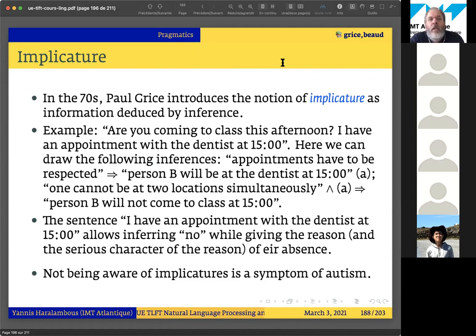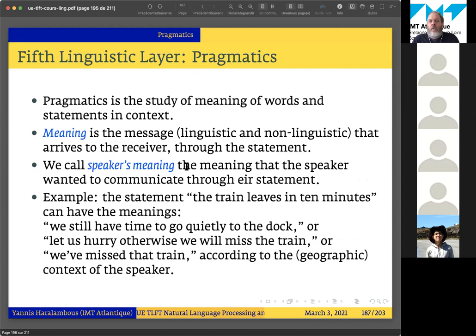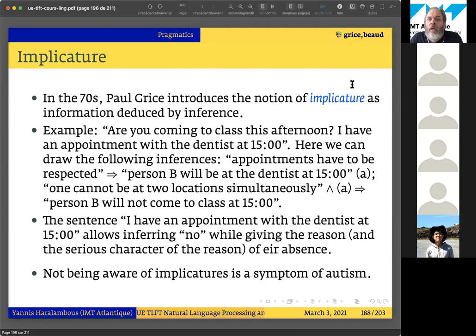So implicature is information that can be deduced by inference. So for example, in the case of the train example, if I'm emitting "the train leaves in 10 minutes" and the receiver knows that he or she is very far away from the railway station, I can take those two pieces of information and apply an inference step to obtain the meaning "we missed the train." So the implicature will be we missed the train.